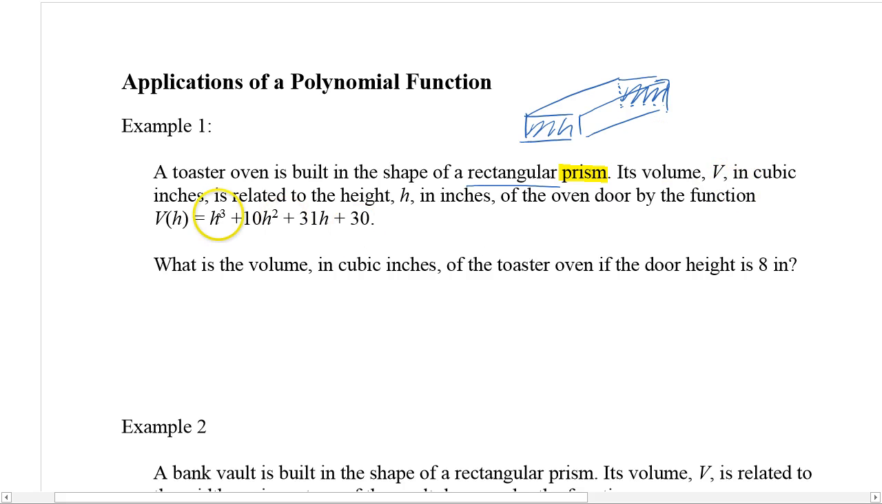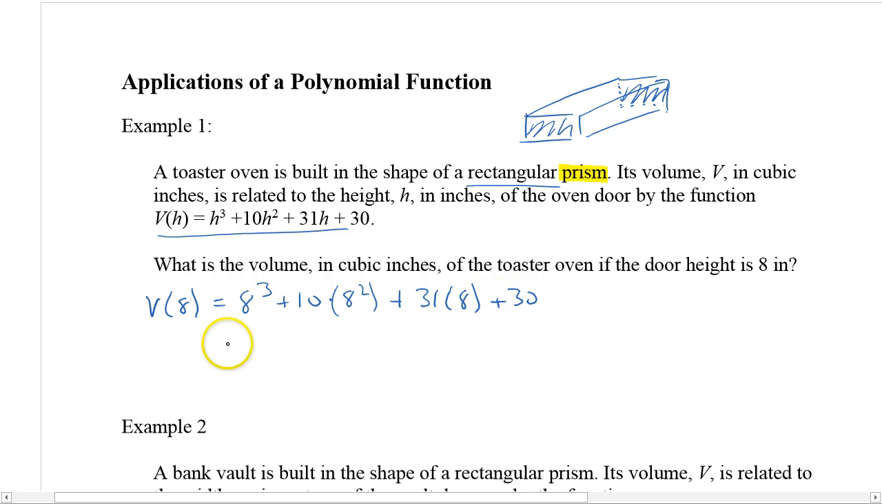Its volume V in cubic inches is related to the height by this function here. What is the volume in cubic inches of the toaster oven if the door height is 8 inches? Really all we're doing is finding V of 8, plugging in an 8 wherever we see the h. So it's going to be 8 cubed plus 10 times 8 squared, plus 31 times 8 plus 30.